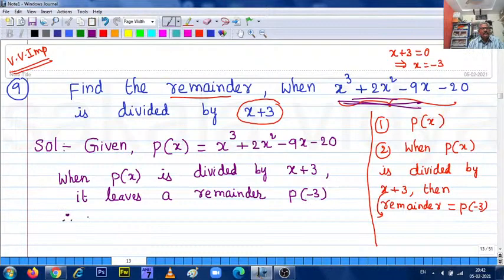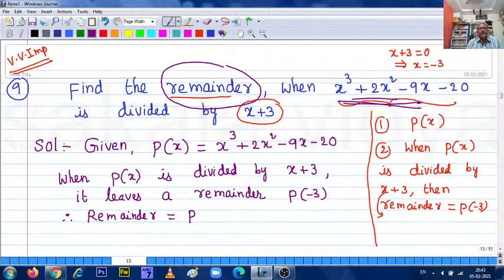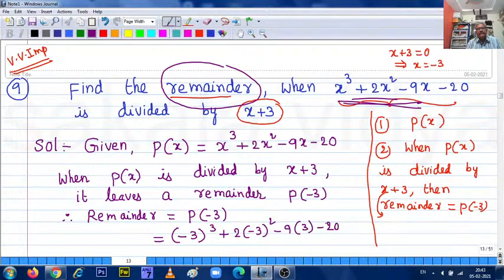So therefore remainder is equal to, this remainder we need to find out. Remainder equals p of minus 3. So in the place of x, substitute minus 3: minus 3 cube plus 2 into minus 3 square minus 9 into 3 minus 20. So we need to simplify this one.